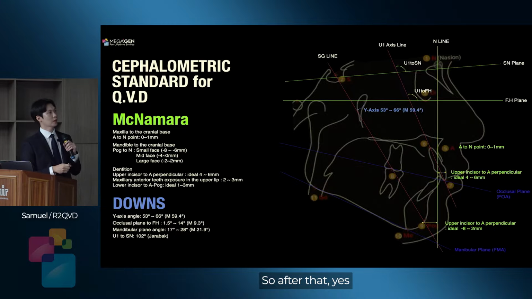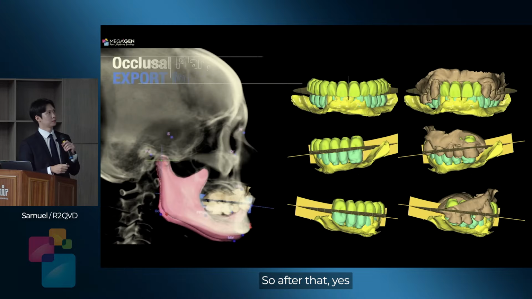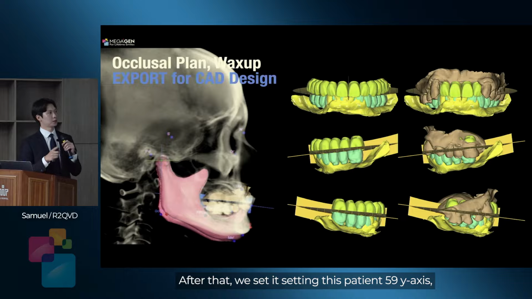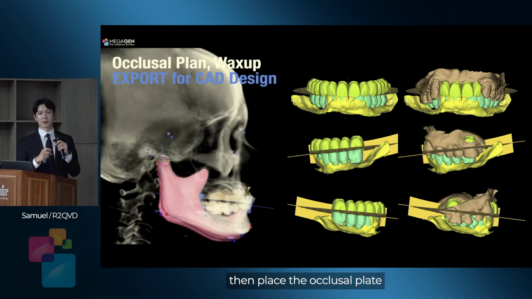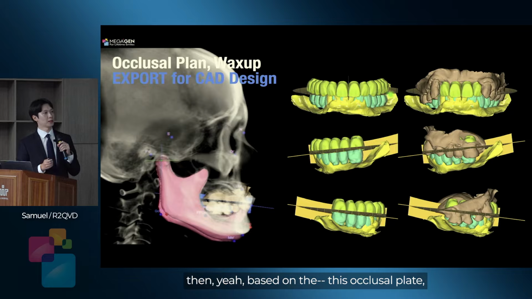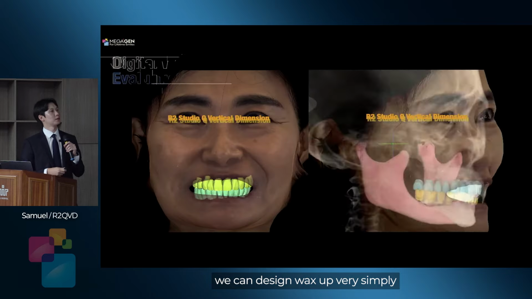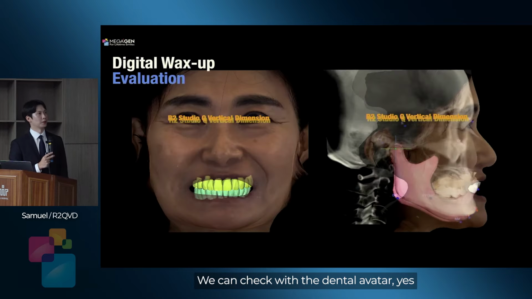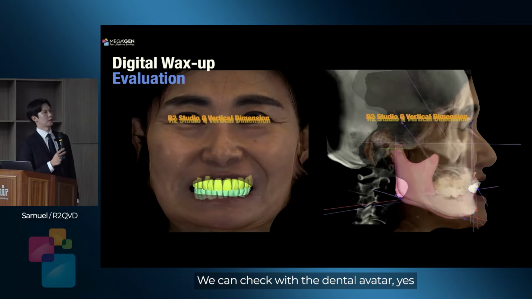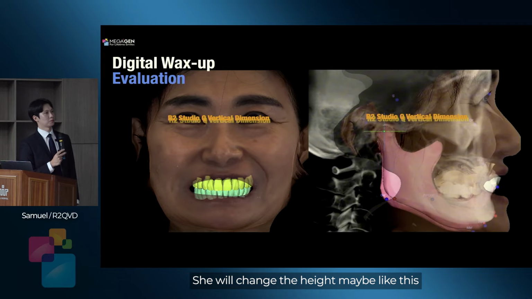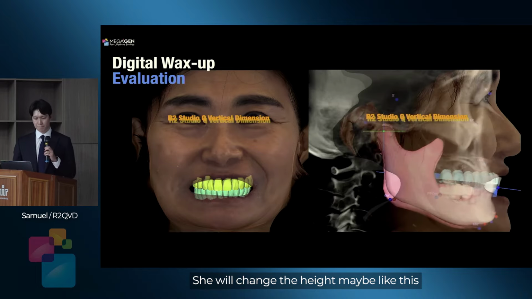So after that, we set this patient's y-axis at 59, then place the occlusion plate from the FH plane at a 10-degree occlusion plane. Then, based on this occlusion plate, we can design the wax-up very simply. Then you see, we can check with the dental avatar. Yes, she will change the height maybe like this.